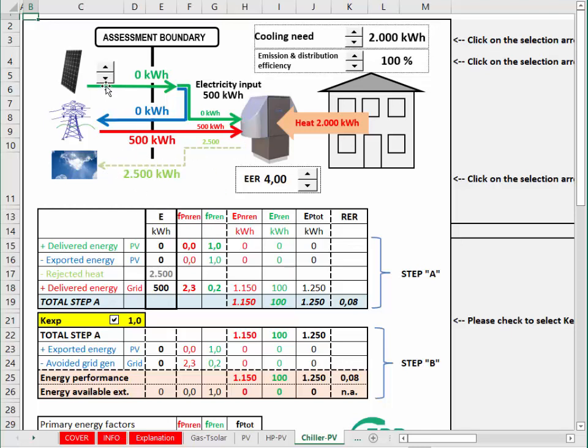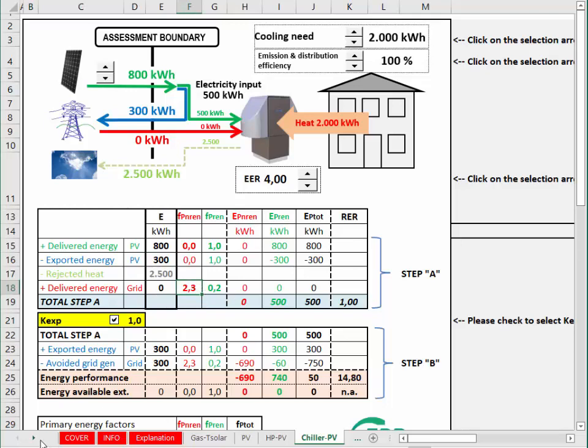Of course, if the chiller is running thanks to the PV electricity, in this case the renewable energy ratio can be 1 or even higher if we set K exported equal 1. There is ongoing work about whether to consider or not rejected heat into the energy performance of the building. With the current default values of EN ISO 52000-1, this is not considered.